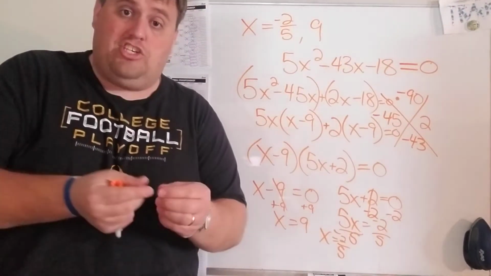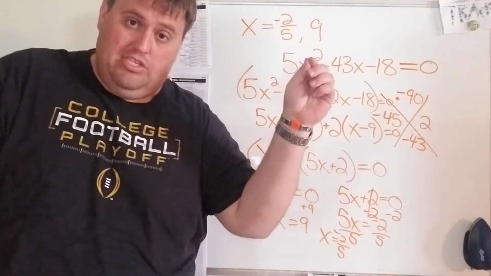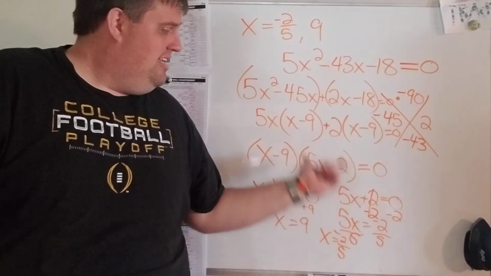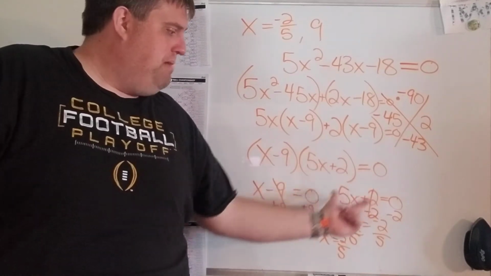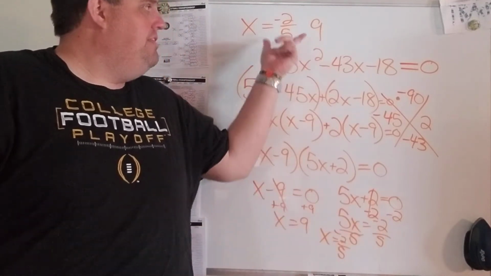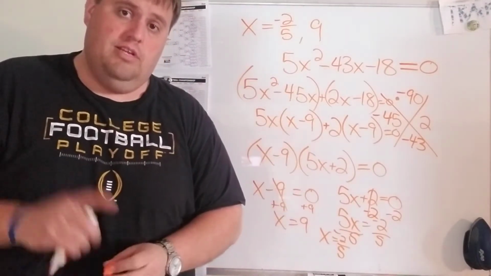So without actually looking at my parabola and seeing where these two things cross, I could actually solve for that mathematically. We factor it. We set both factors equal to 0 separately. We solve both, and those are our two solutions. Let's try another one.